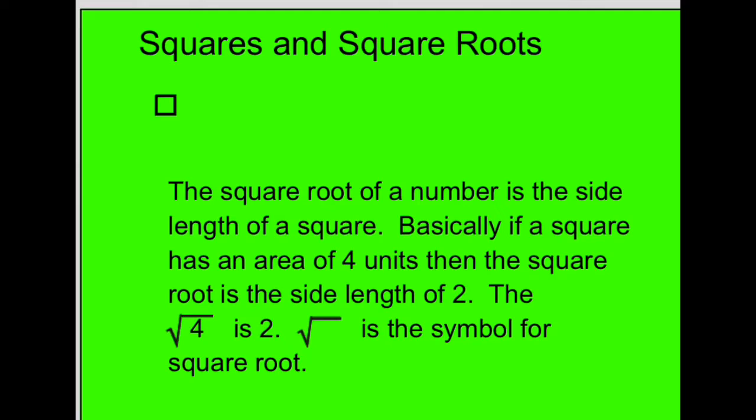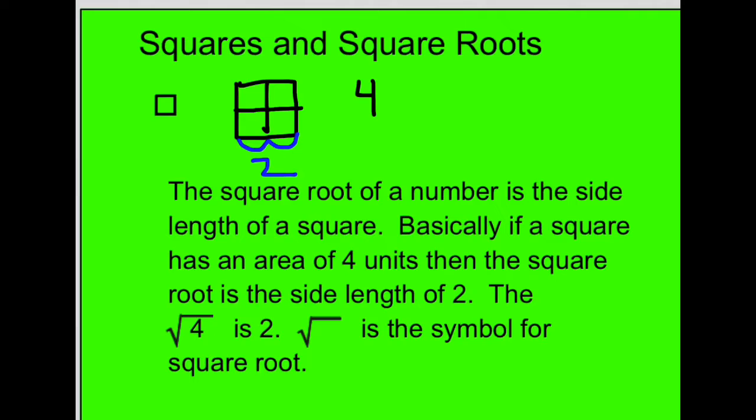So if I took this little square, I could take 4 of those little squares to form another square. Now the area of this square is 4. And when we're talking about the square root of a number, the square root is just the side length of a square. So in this particular case, the side length of this square is 2 units long. So the side length of this square is 2. And we call the side length of a square the square root of the square.